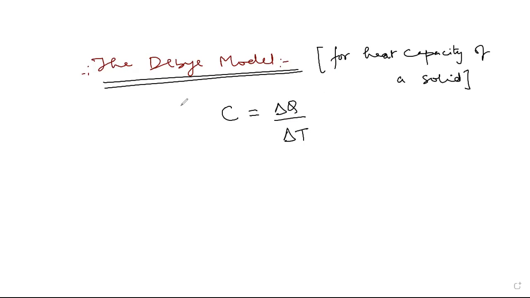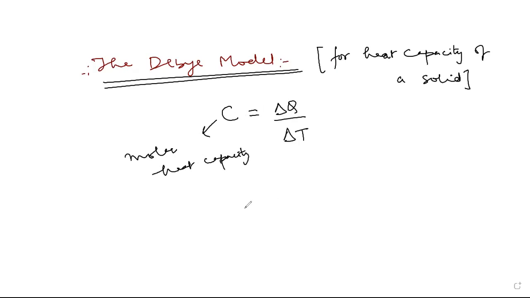And if the amount of the system is taken as 1 mole, then this becomes molar heat capacity, right? So when we have 1 mole of a substance and we talk about delta Q by delta T, where delta Q is the heat required to raise the temperature of that 1 mole of substance by delta T, then C is the molar heat capacity of the substance.